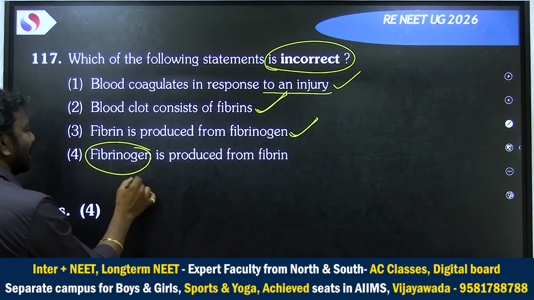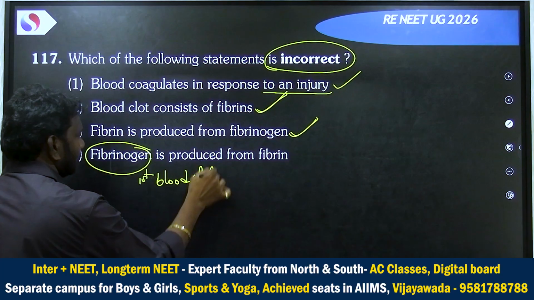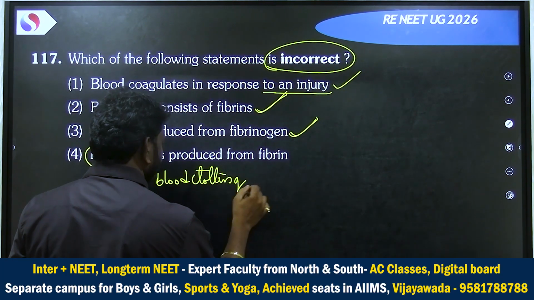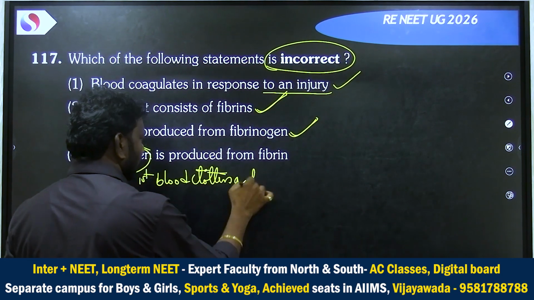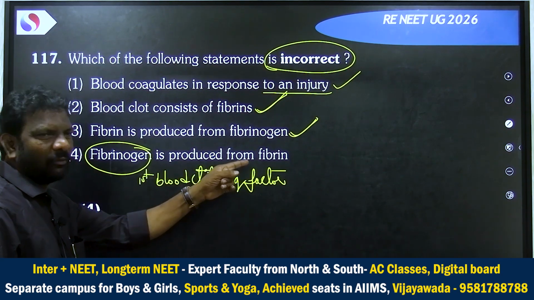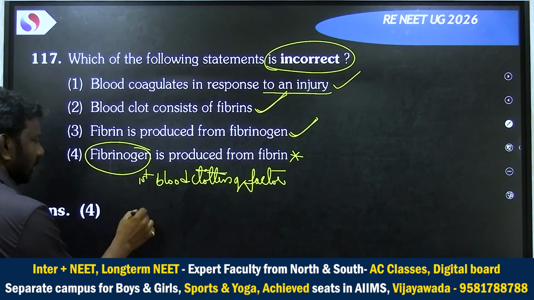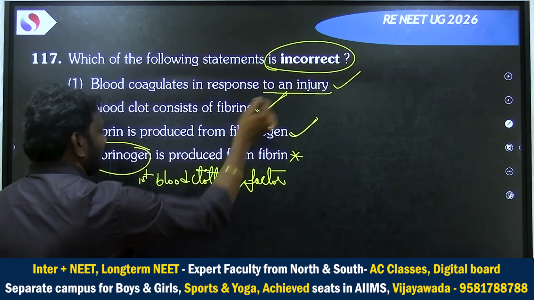Fibrinogen, first blood clotting factor. Fibrinogen, first blood clotting factor. First blood clotting factor is produced from the fibrin. This is the incorrect. How? Look at the board. So here blood clot consists of fibrin fibers.